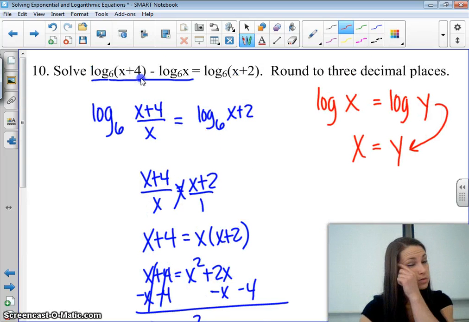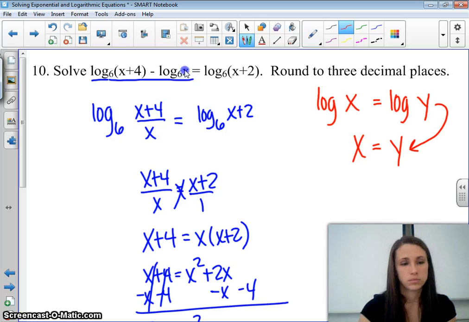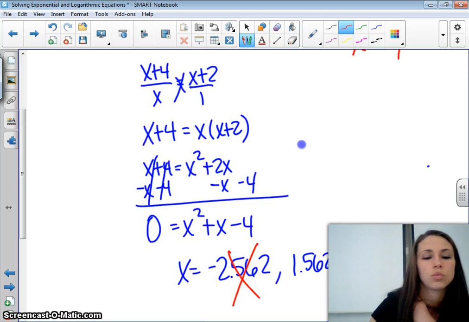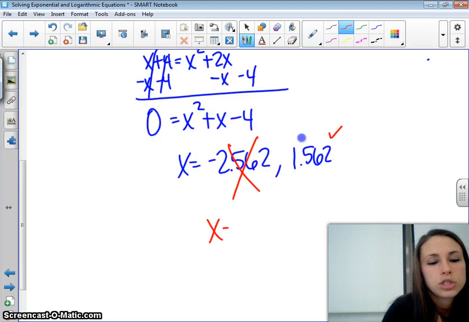So 1 point something plus 4 is positive. It's positive, and I plug it in there. 1 plus 2, that's still positive. So this one will work. And so my only solution is x equals 1.562.